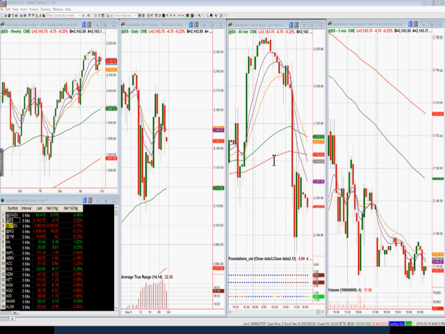So I start with the daily chart. I determine whether there's a trend, and then I move out to the longer term charts, the weekly, and I use a 60-minute and a 5-minute chart to help with my entries and my exits. So I really like looking at multiple time frames.